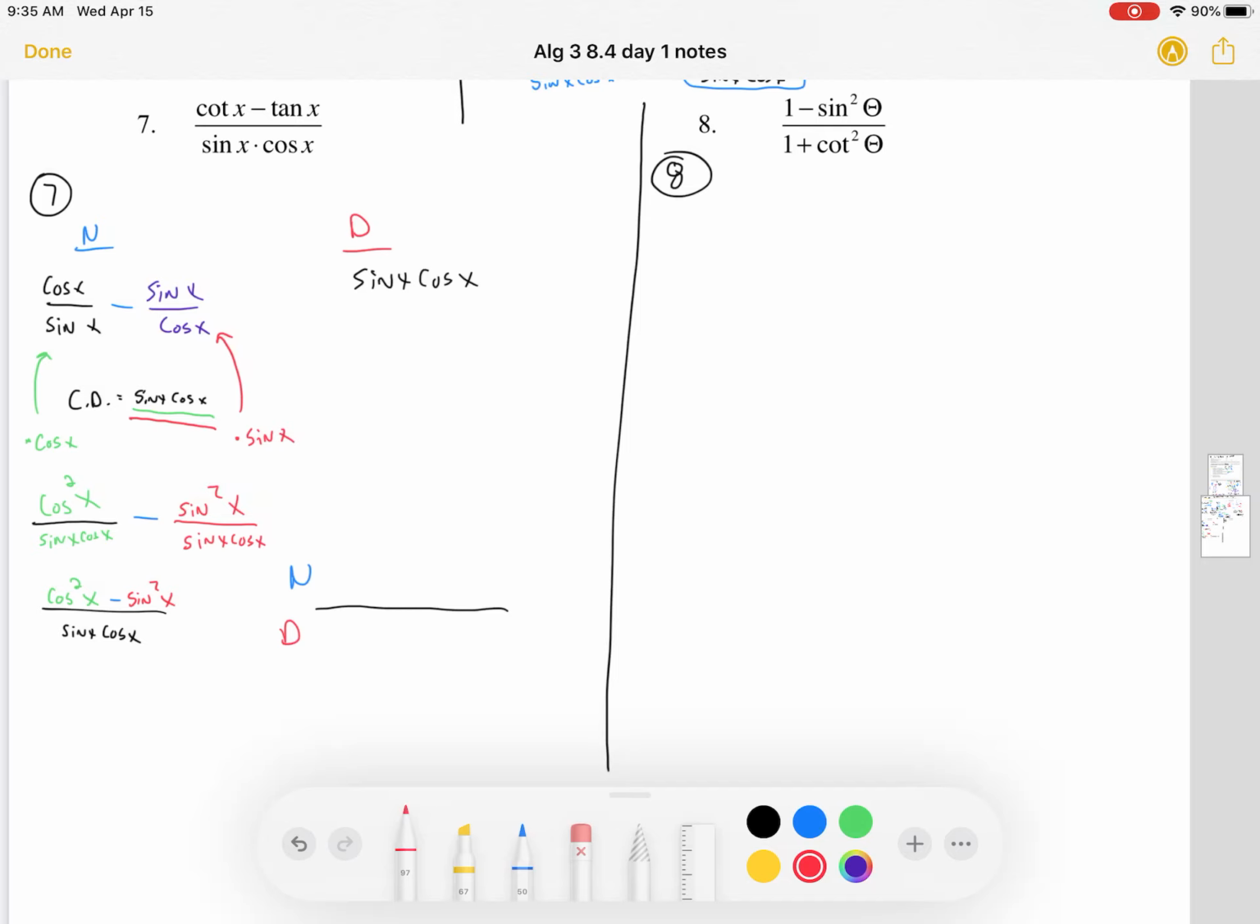My numerator is cosine squared x minus sine squared x over sine of x, cosine of x. Okay, my denominator is just sine of x, cosine of x.